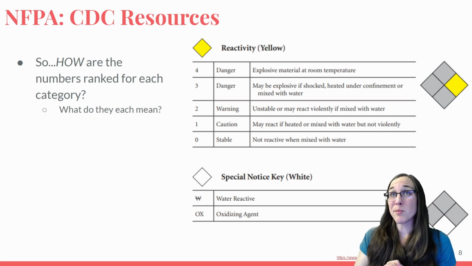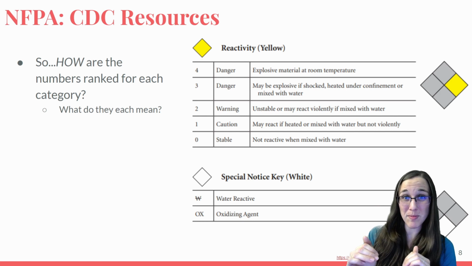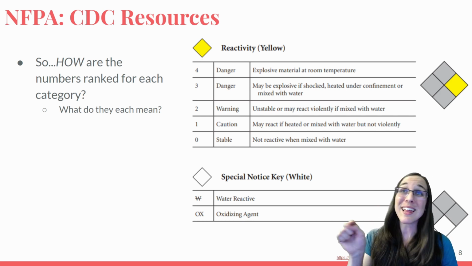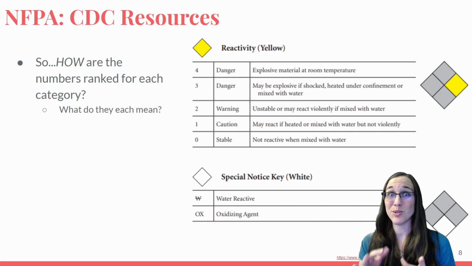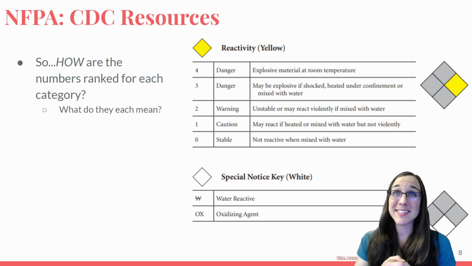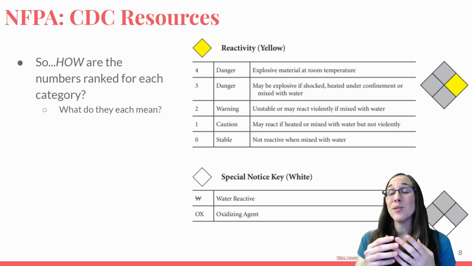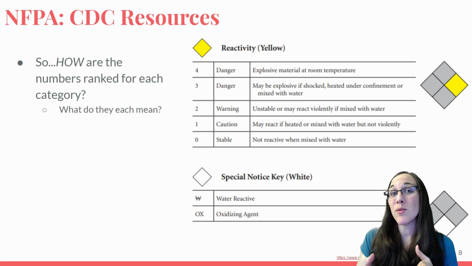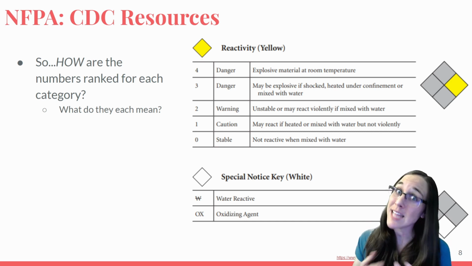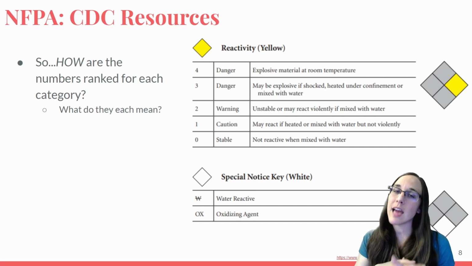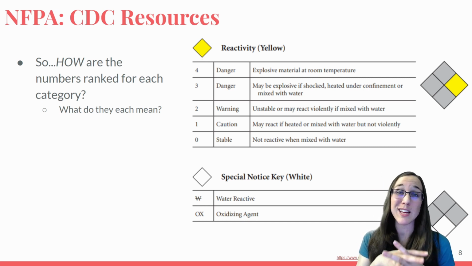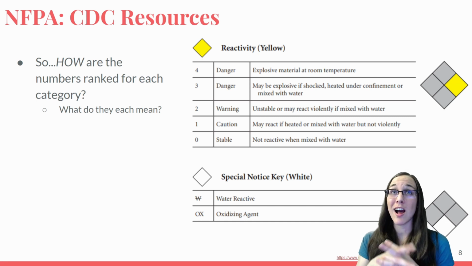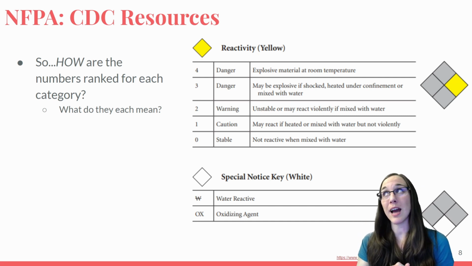Finally, we have the bottom quadrant of the diamond, the white quadrant, and that has, again, those special precautions. So is this chemical super extra, and you have to be extra careful with it? A W with a line through it means water reactive, so don't mix it with water. The OX stands for oxidizing agent, and going back to that whole oxidizing thing we talked about in the OSHA labels, that means that it wants to steal another chemical's electrons, making it unstable, making it really reactive. So in the yellow section, there would probably be a higher number, like a 2, 3, or 4, along with a white area of OX at the bottom. Those two would go hand in hand.